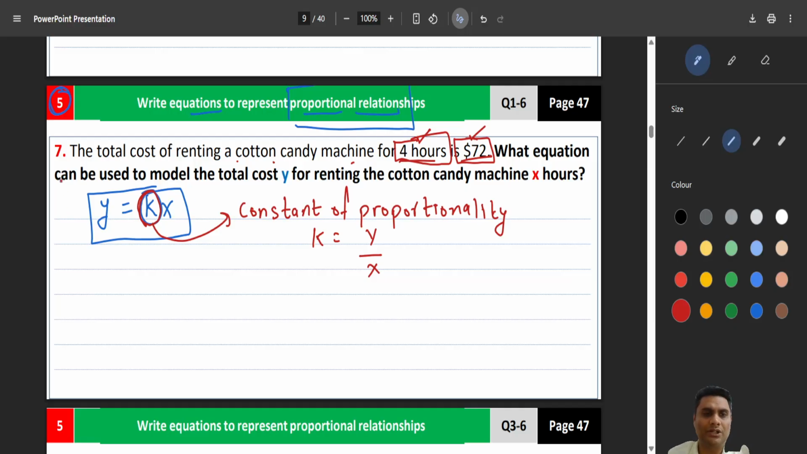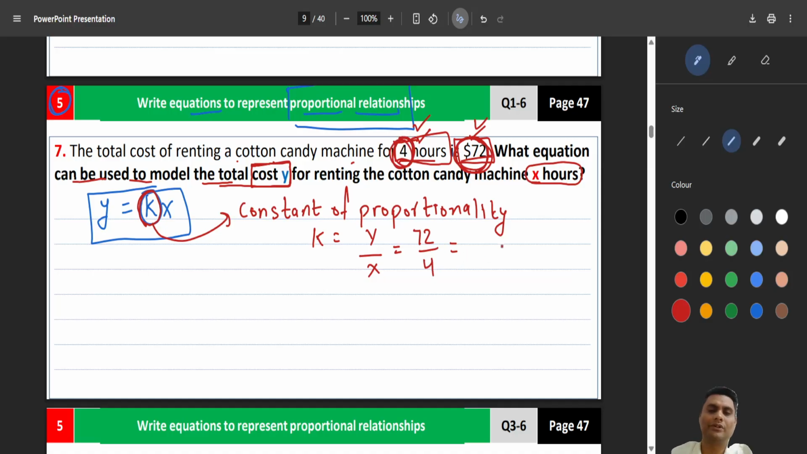What equation can be used to model the total cost y? Now what is he saying here? That the cost is y. Y is the cost. Now in 4 and 72, which one is the cost? 72 is the cost. So my y is 72, the cost, right? And what is x? X are the hours. So here the 4 represents the hours. So my x becomes 4.